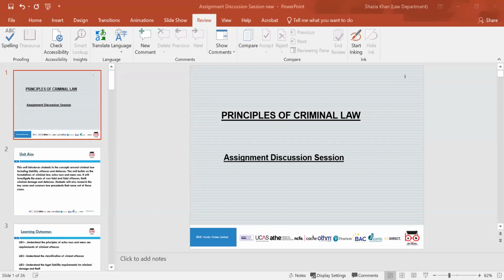Now in Learning Outcome 4, the final learning outcome, we looked at understanding the general defences to criminal conduct. We looked at the types of general criminal defences in the UK.